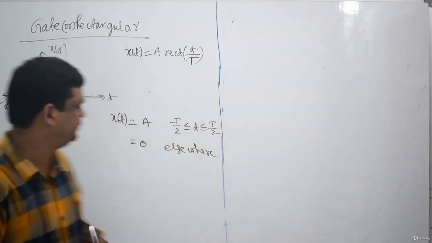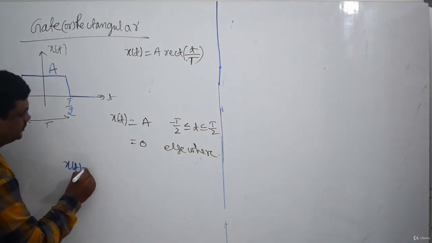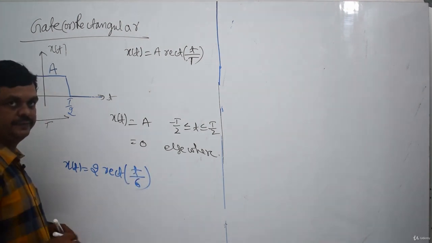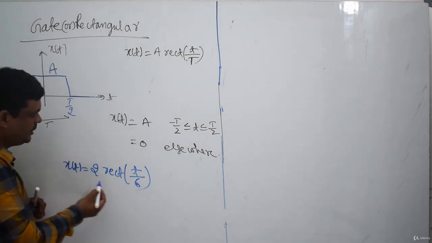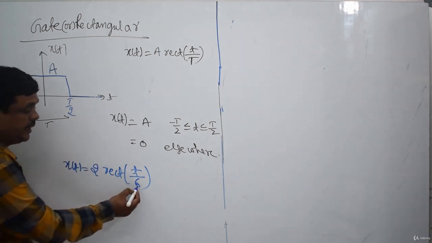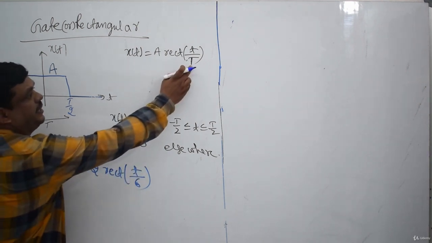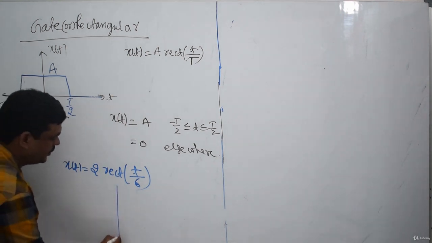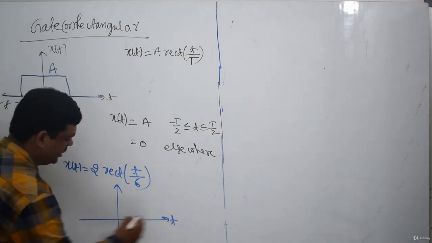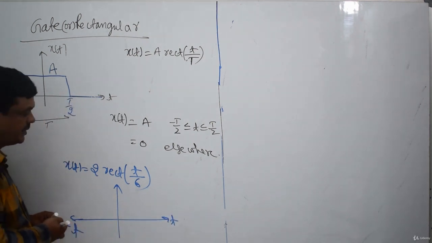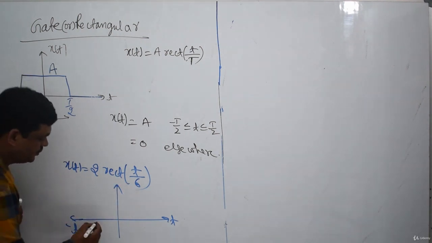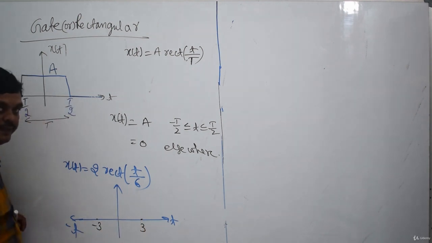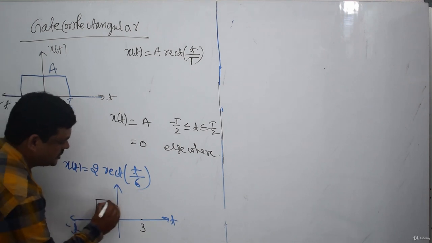Now I am taking one example. x of t is equal to 2 rect of t by capital 6. Say 2 rect of t by capital T, this amplitude is 2, time period is 6. If it is defined here as T, the time limits of the function are minus t by 2 to plus t by 2. Now, the time limits of this function with respect to time axis are minus 6 by 2, which is minus 3, to plus 6 by 2, that is plus 3. So within this time period, it has constant amplitude.